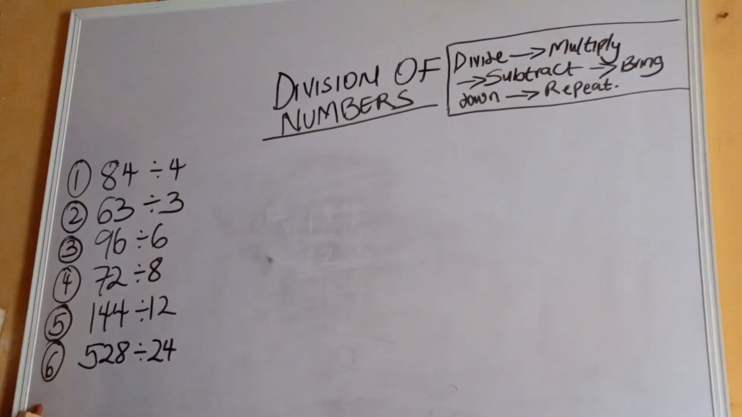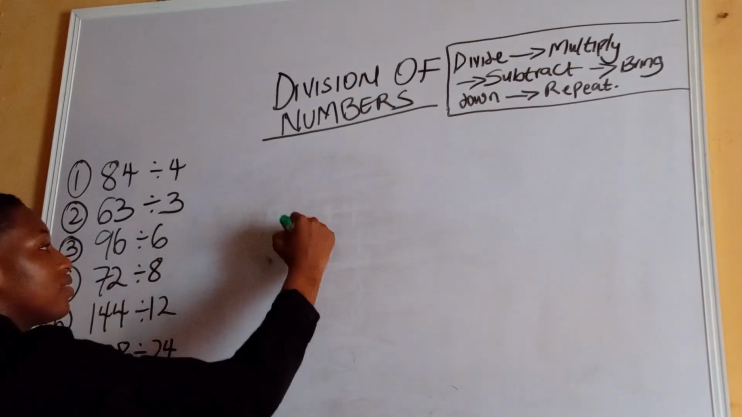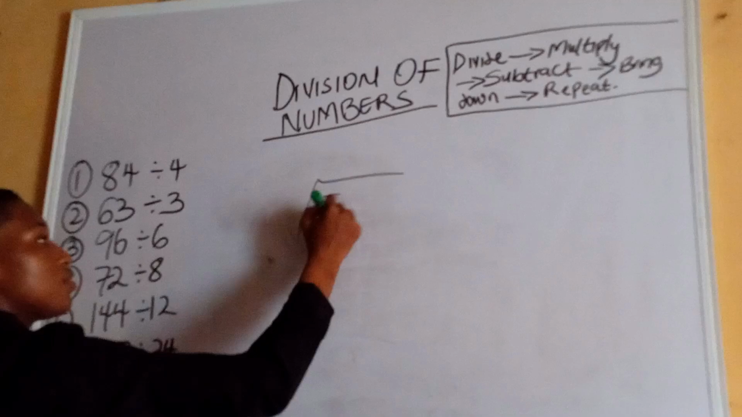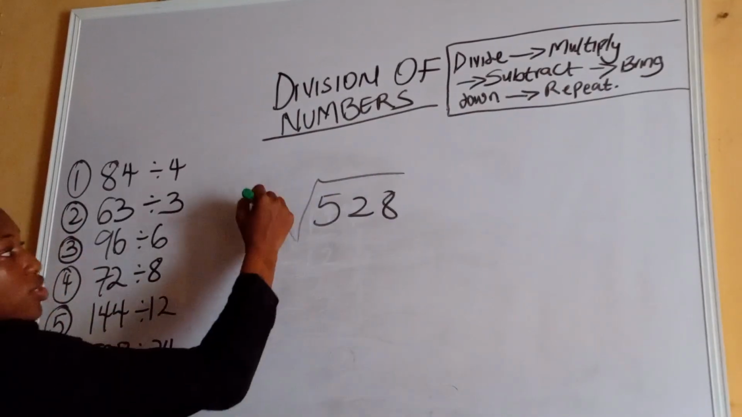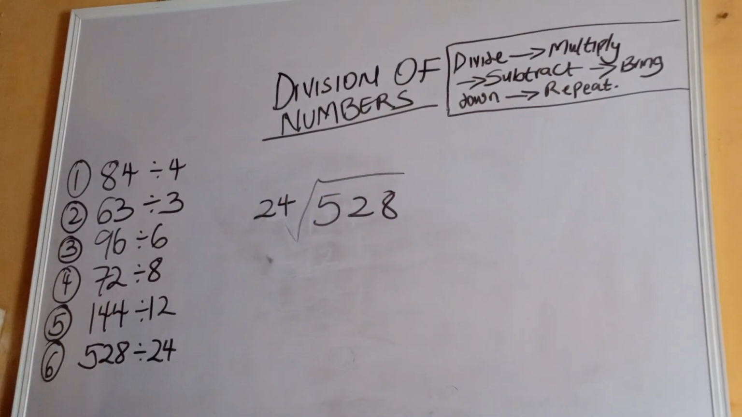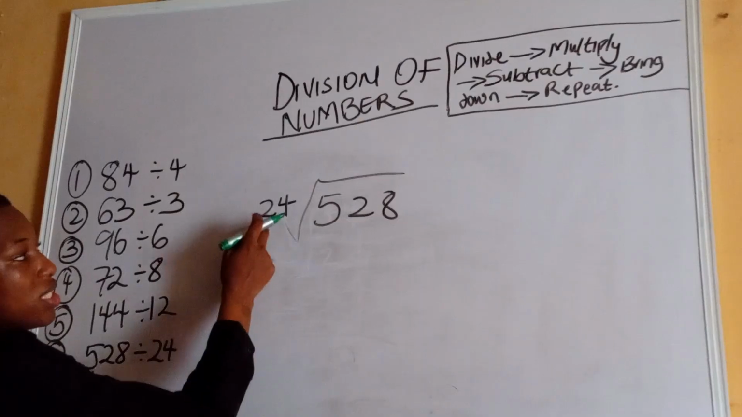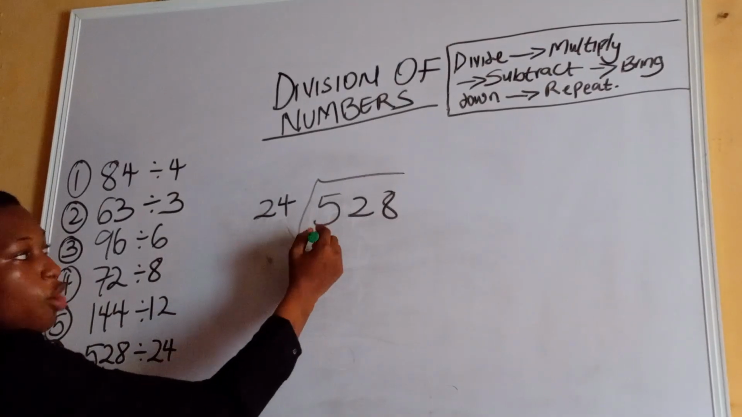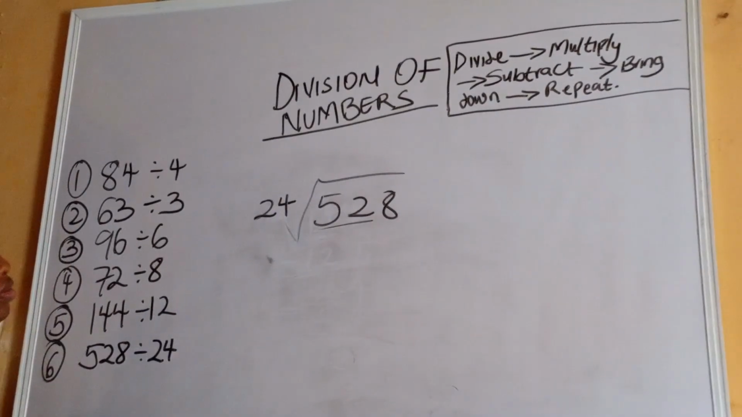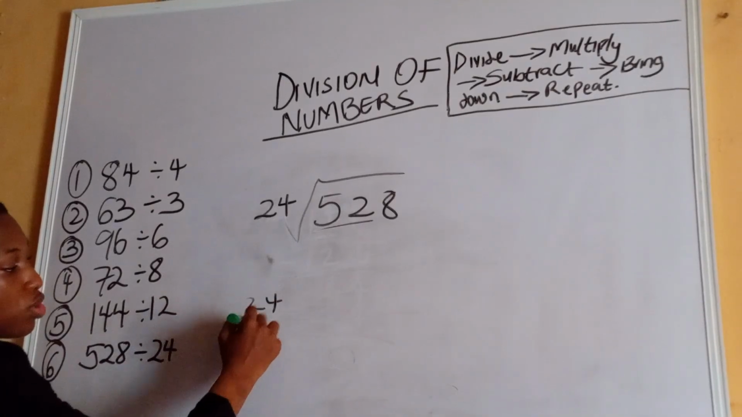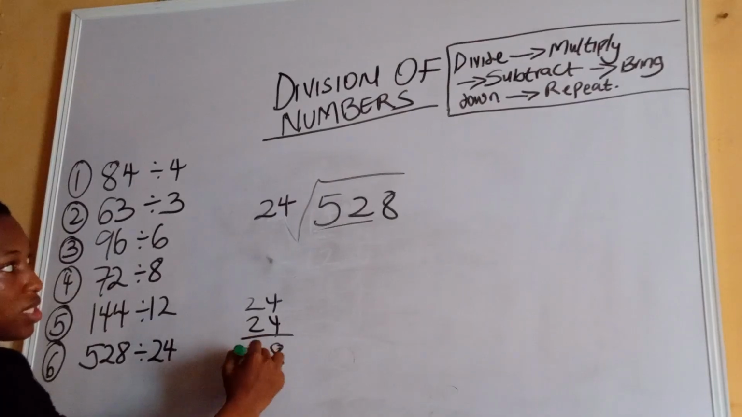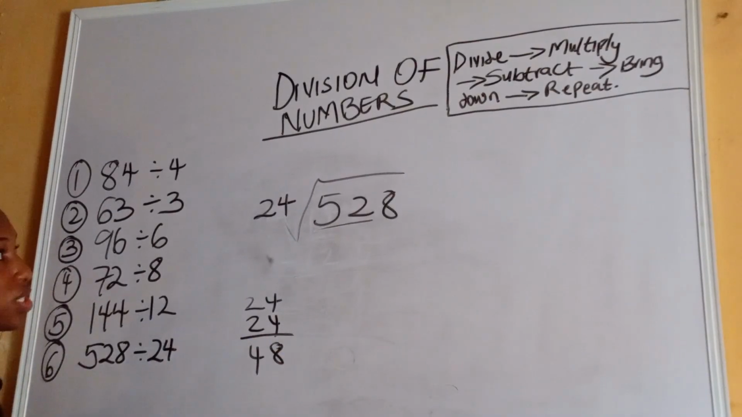For the last but not the least question, we have 528 divided by 24. So this is a bigger number, but you just look at it. Just like what we have been doing. How many 24 can you get in? I'll pick this 52. You know, 24 plus 24, that's 48. 24 times 2 is 48. If you make it higher, 24 times 3, that's more than that.